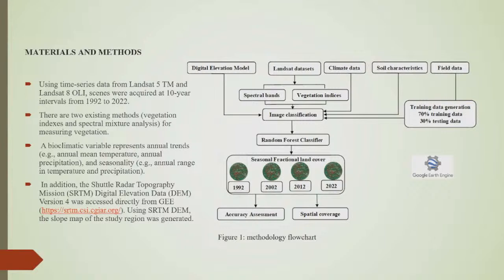Now, we went to the field and collected the data, and then the data was split into two. 70% was the training data, and then 30% was the testing data. One particular aspect that is very critical is that we used the spectral bands and the vegetation indices. This included your NDVI, your EVI, your normalized phenology index, your moisture index, and lastly the green vegetation index. So now, we did the classification using random forest. So at the end, we had the seasonal fractional cover from 1992, 2002, 2012, and 2022. In this, we had the accuracy assessment and the spatial coverage.